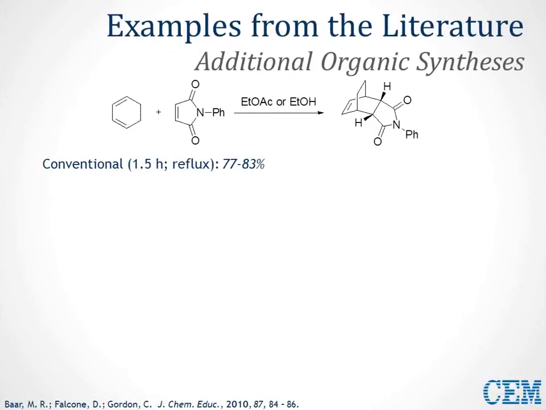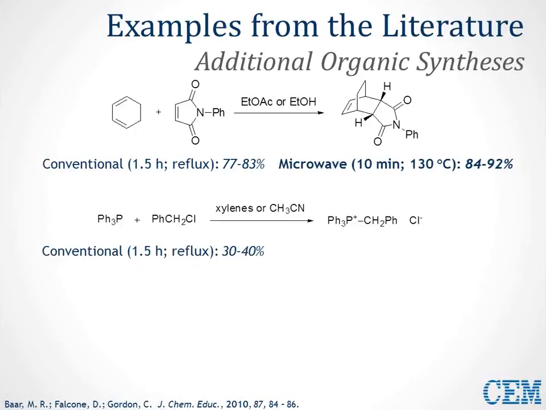And just another example from the literature, and again this is some variations on a theme of some of the experiments shown in the lab manual by Nick and Cynthia. This is some work from Muhlenberg College, and here is another example of a Diels-Alder reaction that conventionally is an hour and a half at reflux, giving pretty good student yields for the cycloaddition product. But in the microwave it's only 10 minutes at 130 degrees, and you see no loss in yield for the students in that particular reaction.